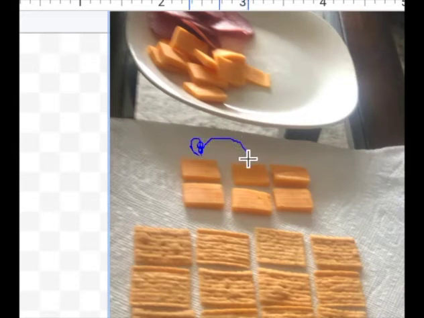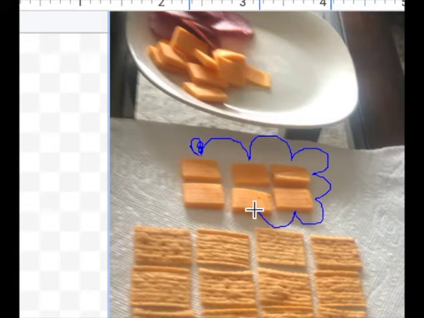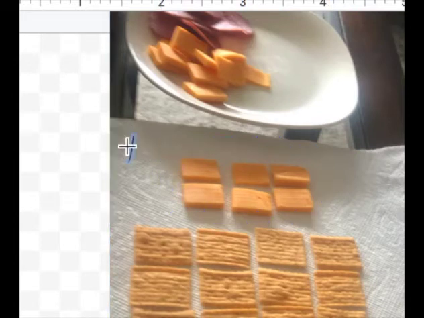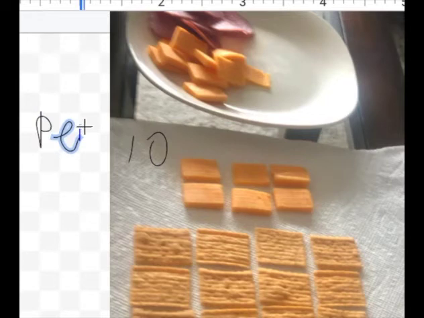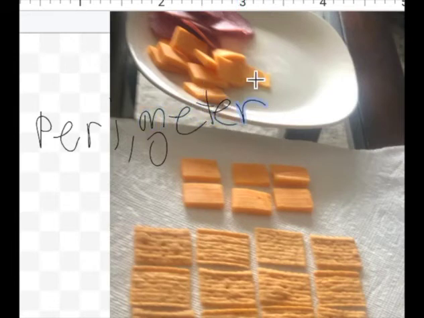So the perimeter of my cheese, 1, 2, 3, 4, 5, 6, 7, 8, 9, 10. Notice I had to count the first one, right? So that I counted that very first one. That was important. So the first one was 1. So 10 pieces. The perimeter of my cheese shape was a perimeter of 10 all the way around.